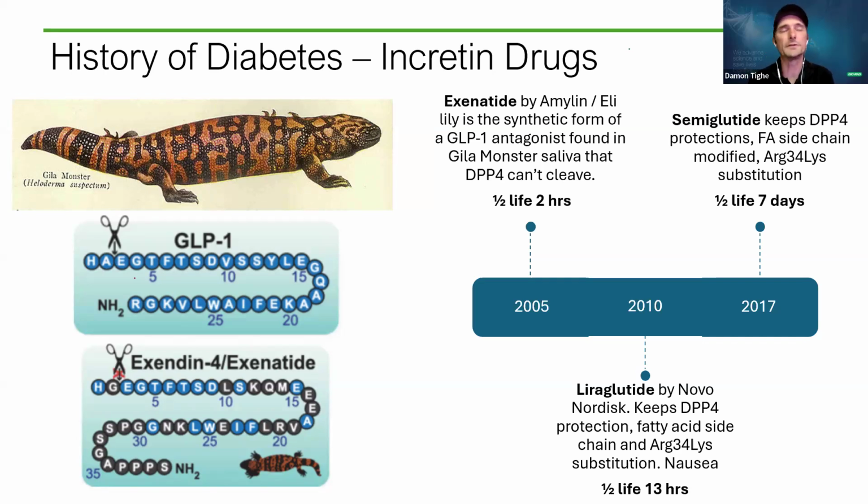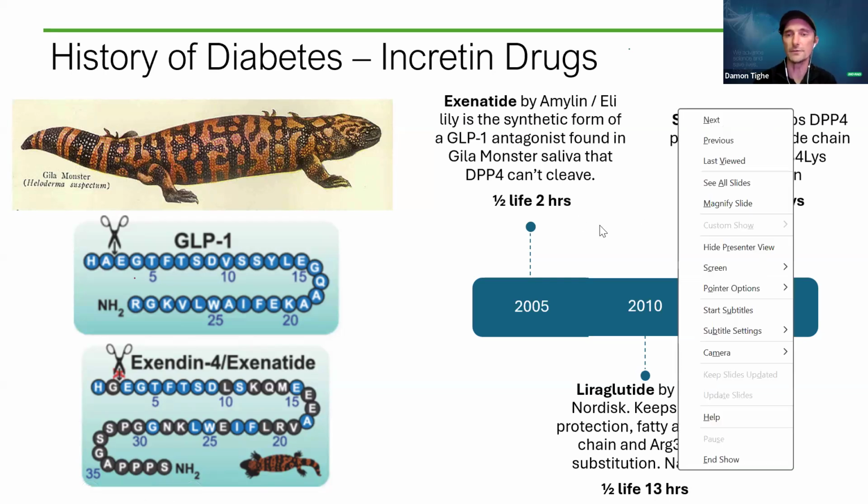And then ultimately you get semaglutide that comes out. This keeps that DPP-4 protection. It adds a longer fatty acid side chain to it and does a couple of other substitutions. And all of a sudden, we've gone from a 2-minute half-life to a 7-day half-life. This now is something you could see somebody taking and being able to regulate their glucose without having to be there every hour, every 2 hours with an injection. So this is the big breakthrough, these changes to this venom that we got from the Gila monster.